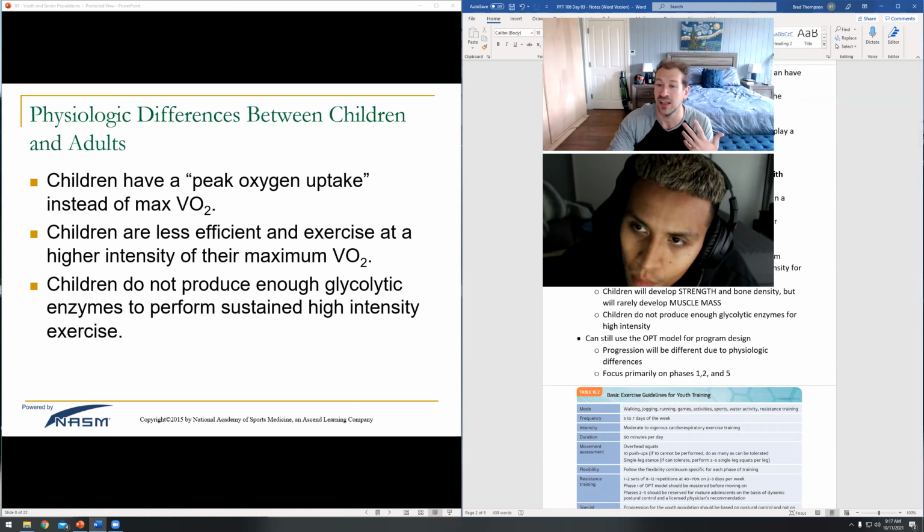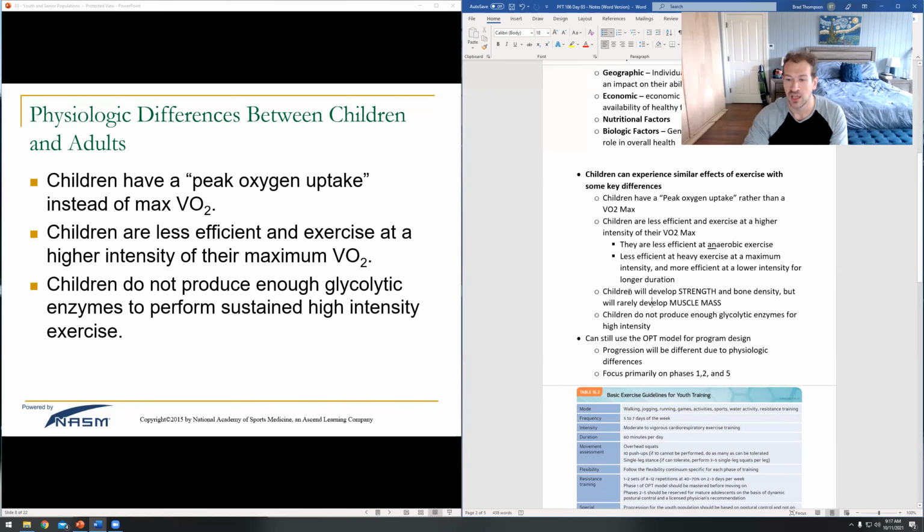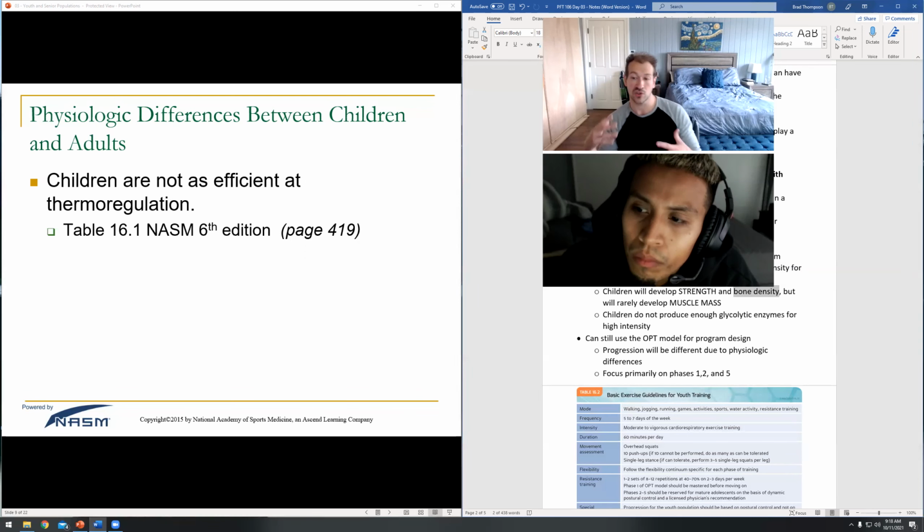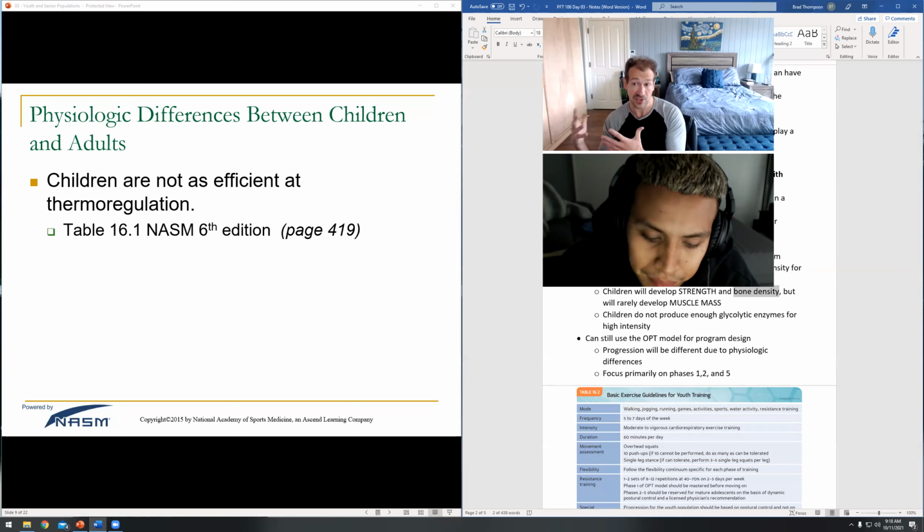So you're going to notice that most of the adjustments we're going to make today are to do higher repetition, lower intensity exercise. Doesn't mean that children cannot increase strength. Children will absolutely develop strength. They'll develop bone density, but they will rarely gain muscle mass. So their strength is often going to come from neurologic adaptation, their nervous system getting more efficient at things rather than gaining muscle mass, right?